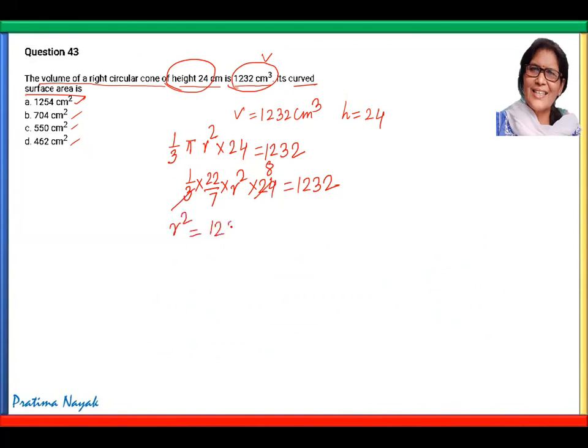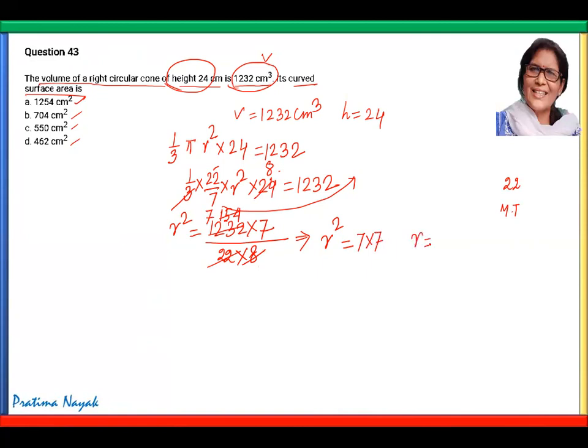R square is equal to 1232. 7 will be multiplied in the numerator and 22 and 8 will come to the denominator. So this gives you R square is equal to, now simplify. You can divide through 8 or 2 or 11 anywhere. So 8 ones are 8, 8 fives are 44. So now I'll cancel 22, 22 7 times. So it is better to remember the 22 multiplication table. So R square is equal to 7 into 7. Then R is equal to 7 because this is 7 square.